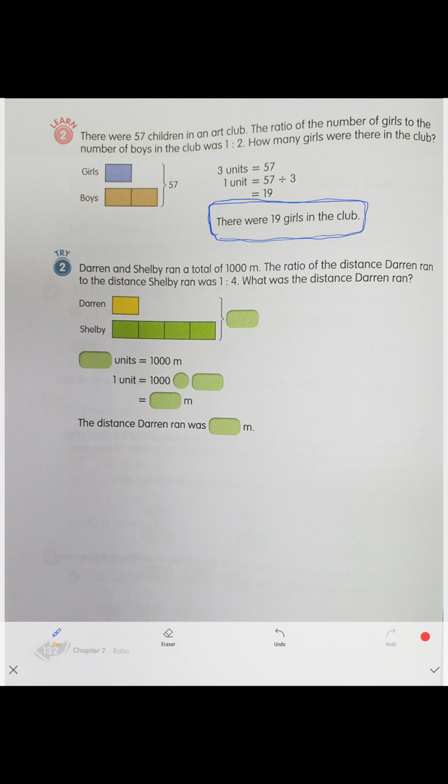So if we needed to find boys, there are 2 units times 19, which is 38. Well, they don't ask us this. The next one, we're going to try to do ourselves.